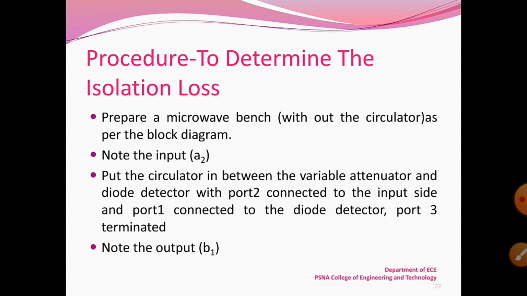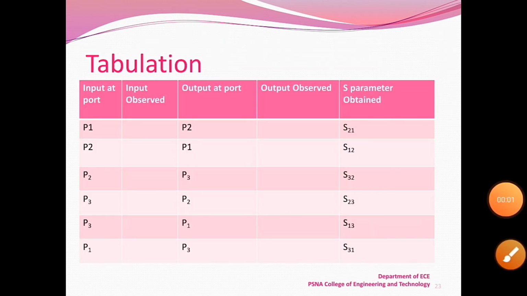Then procedure to determine the isolation loss. So prepare the microwave workbench, that is, without the circulator, as per the block diagram. Then note down the input. Then put the circulator in between the variable attenuator and the diode detector. This time it should be in such a way that port 2 is connected to the input side, that is, to the variable attenuator, and port 1 has to be connected to the output, that is, the diode detector. And as usual, your port 3 has to be terminated. Note down the output.